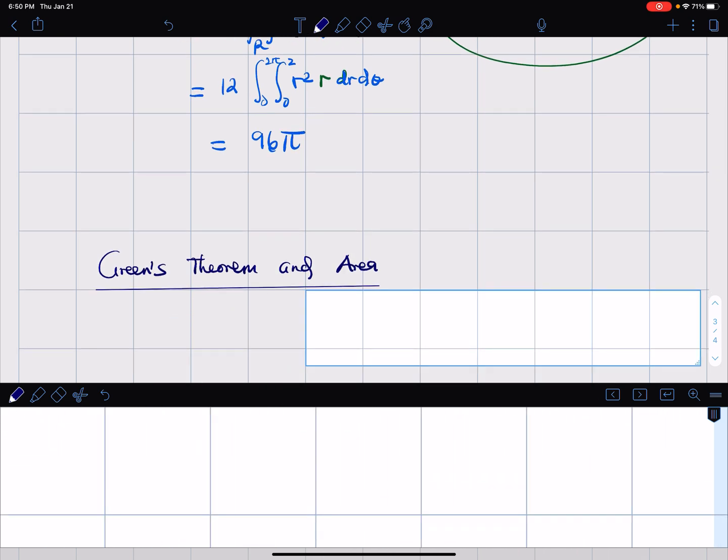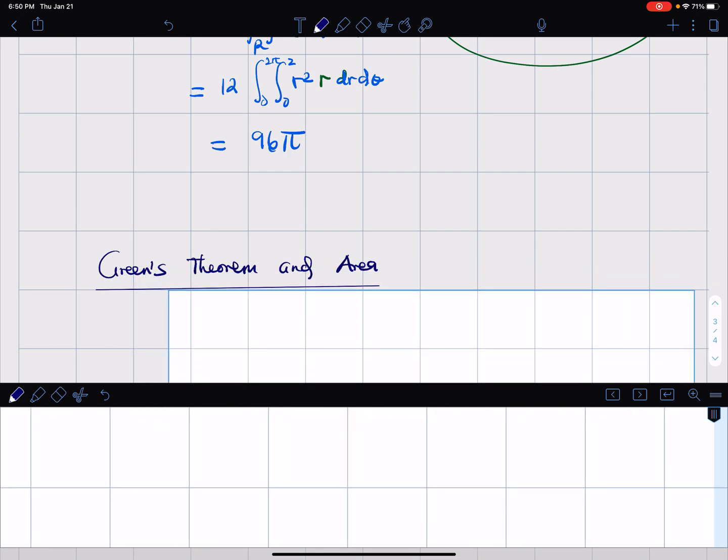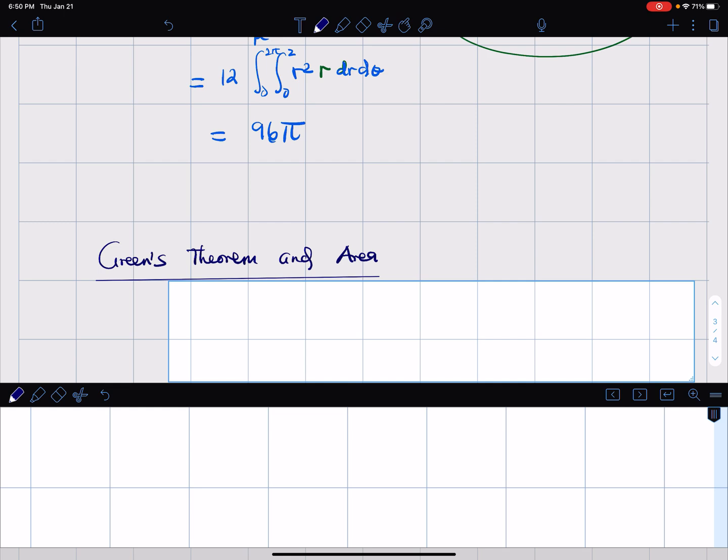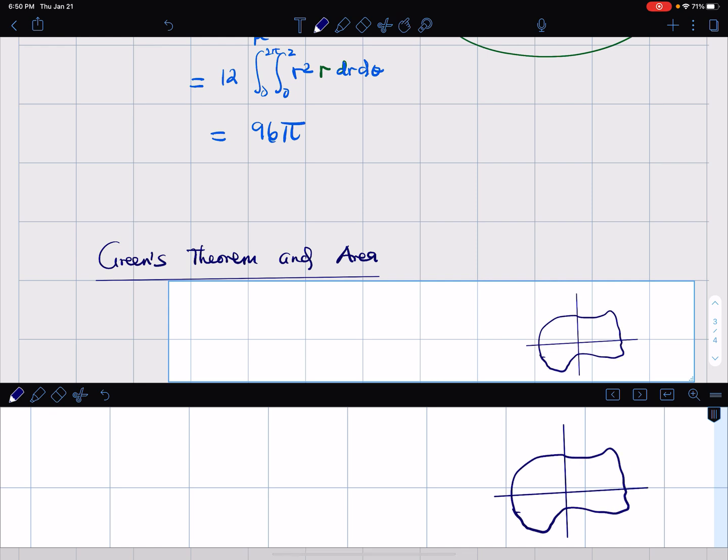Okay, so assuming we have a region. Consider this region right here. So this is like a random region. This is R, and R is enclosed by a curve C.